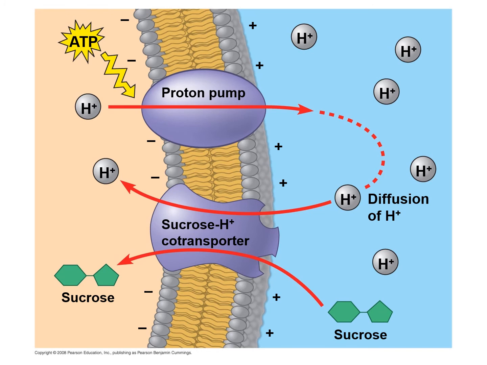There's energy contained within that electrochemical gradient. I mean, it takes energy, it takes ATP to set up that gradient, but we can harness that gradient to move other things. And this sucrose proton cotransporter uses the energy of that hydrogen proton gradient to move sucrose into the cell along with these hydrogen protons. And we can have several different cotransporters that are co-transporting different things that all run on this hydrogen proton gradient that's being set up by this proton pump.